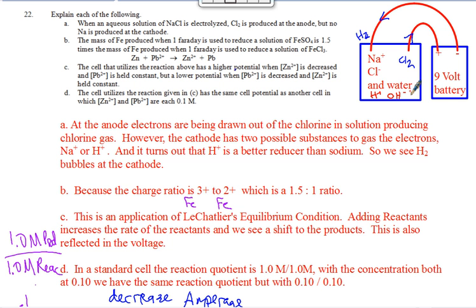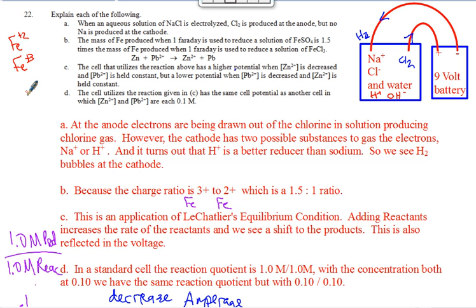Letter B. The mass of iron produced by 1 Faraday, that many coulombs, to reduce a solution of iron sulfate is 1.5 times the mass when 1 Faraday is used with iron chloride. Well, why would that be? Iron sulfate, that's iron plus 2, versus iron chloride is iron plus 3. So that is a 3:2 ratio, which is also a 1.5 ratio.